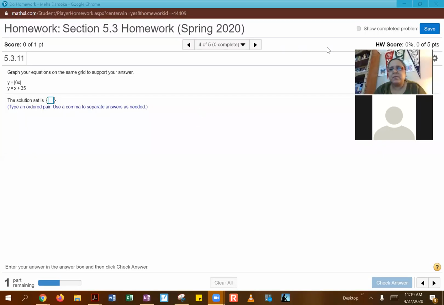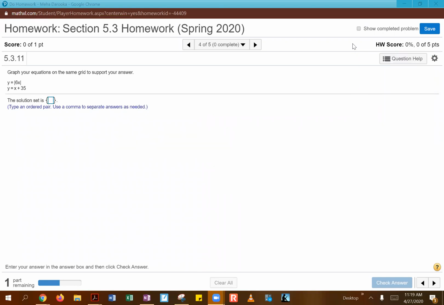5.3 first, and then we'll do 7.1 after that. So let me go ahead and share my screen over here. Okay, so you should be able to see the screen.